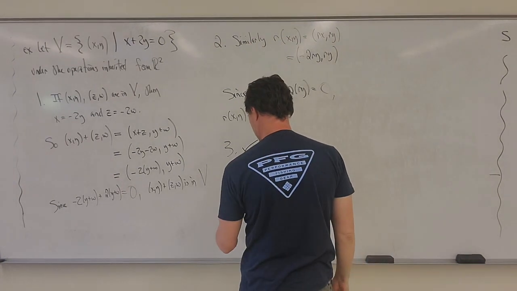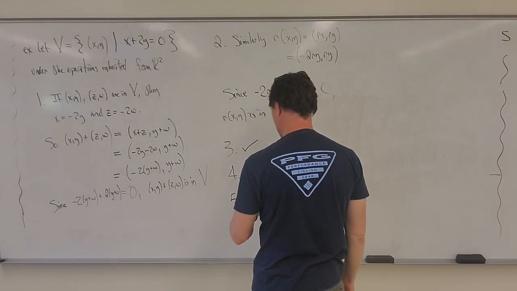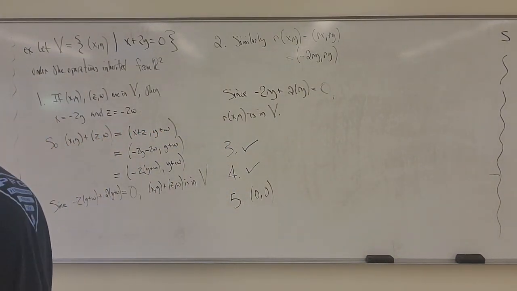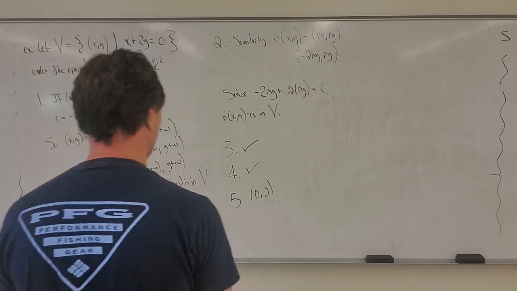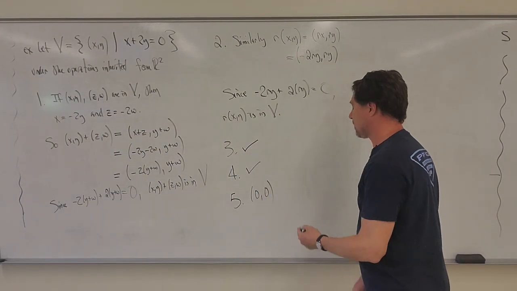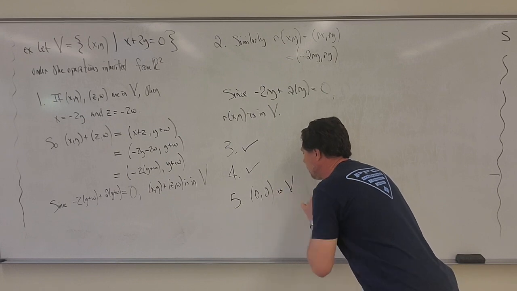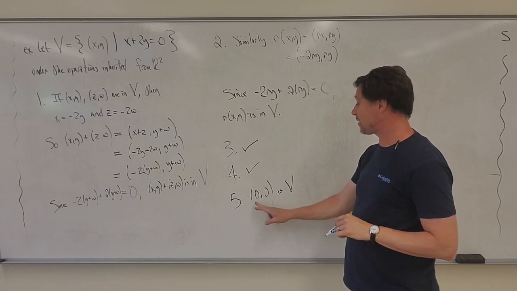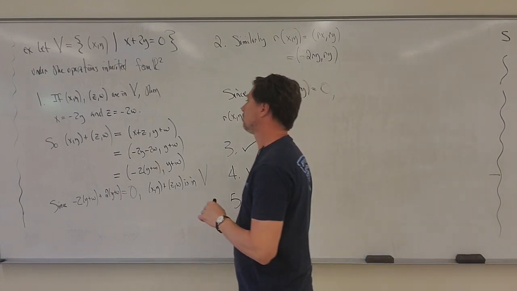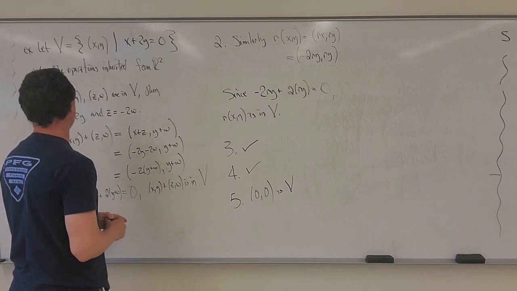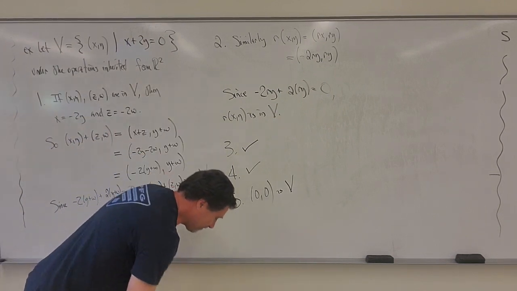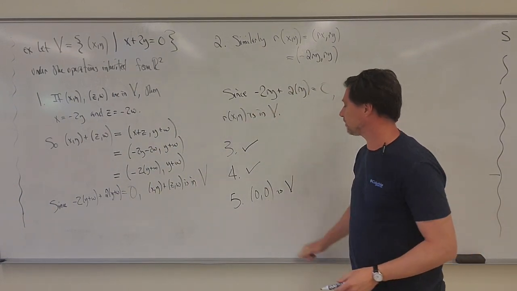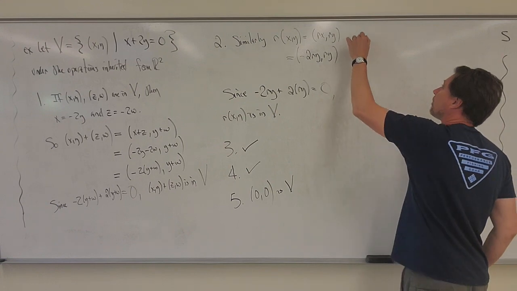Same thing with associativity. This follows because addition of vectors in R2 is associative. Property 5. Right, we need an identity. And this right here will satisfy as an identity. So this is in V, right? Because 0 plus 2 times 0 is equal to 0. That's what I'm saying.